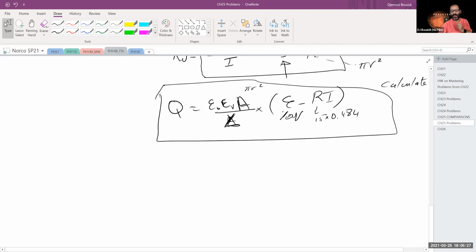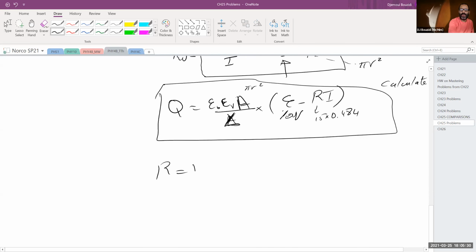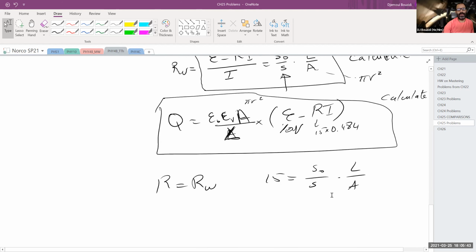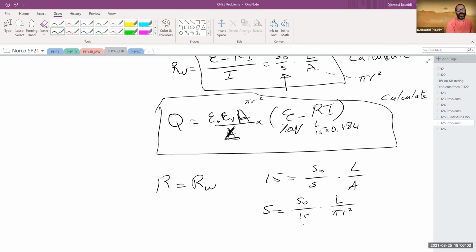So in this case, the salinity must be such that R is equal to RW, and R is 15 ohms, and then we have this one, S naught over S times L over A. So again, you're going to solve this equation for S. This is going to give you S equal to S naught over 15 times L, which is 3 centimeters, converted properly to meters, divided by pi r squared, where r is actually 5 centimeters, converted properly to meters, and you're in business. So that gives you a concentration of salt in order to consume half the power in one or the other.